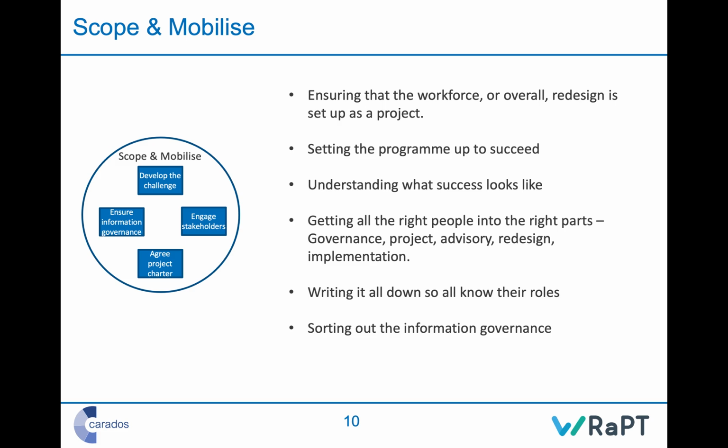Also, from a scope and mobilise point of view, we need to make sure we are sorting out the information governance, and that may well need to be done first. Information governance is important. It's also a bit of an art, not a science, by which I mean that it's not easy to work out exactly how long it's going to take. So sorting out the information governance is absolutely critical. So first step, first phase, scope and mobilise, absolutely critical.